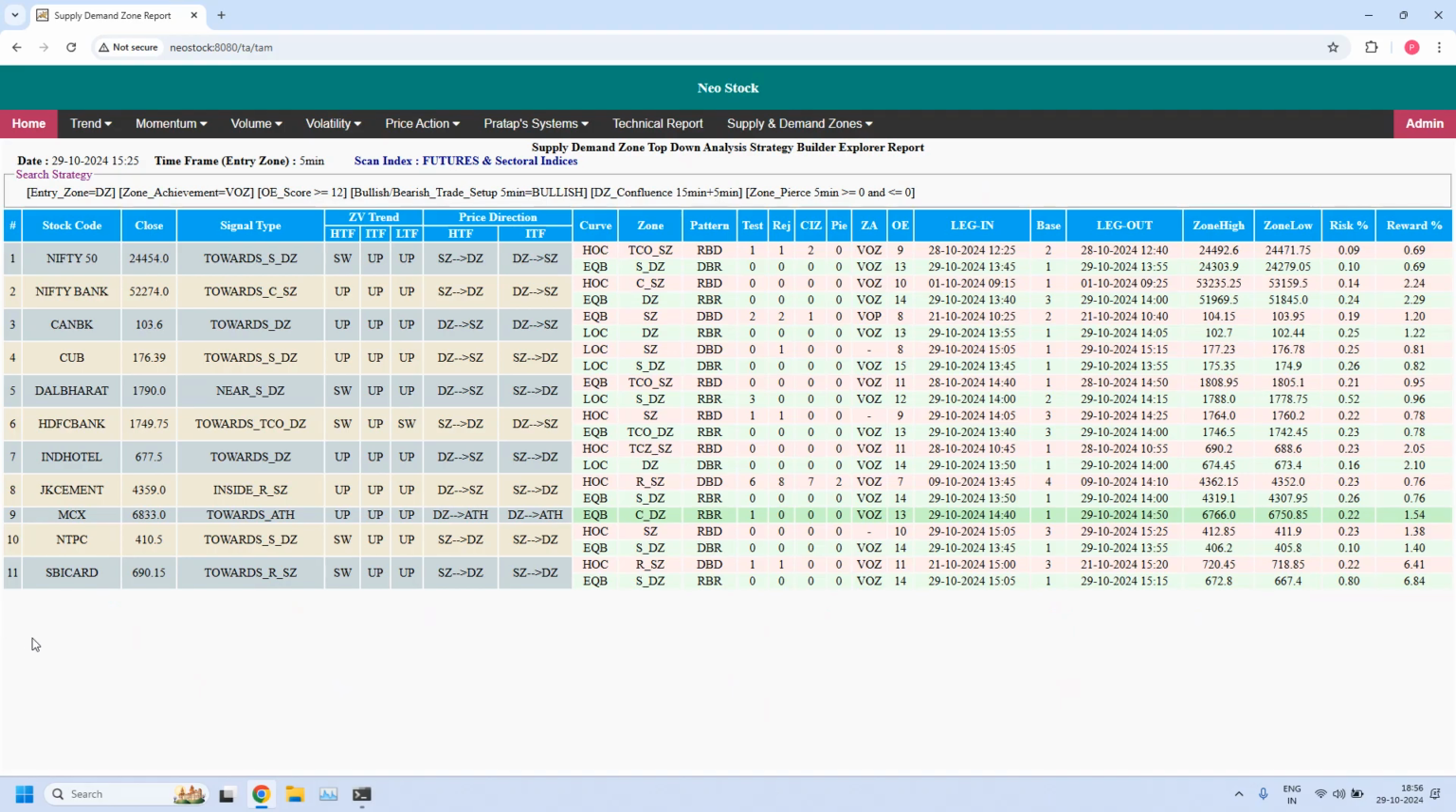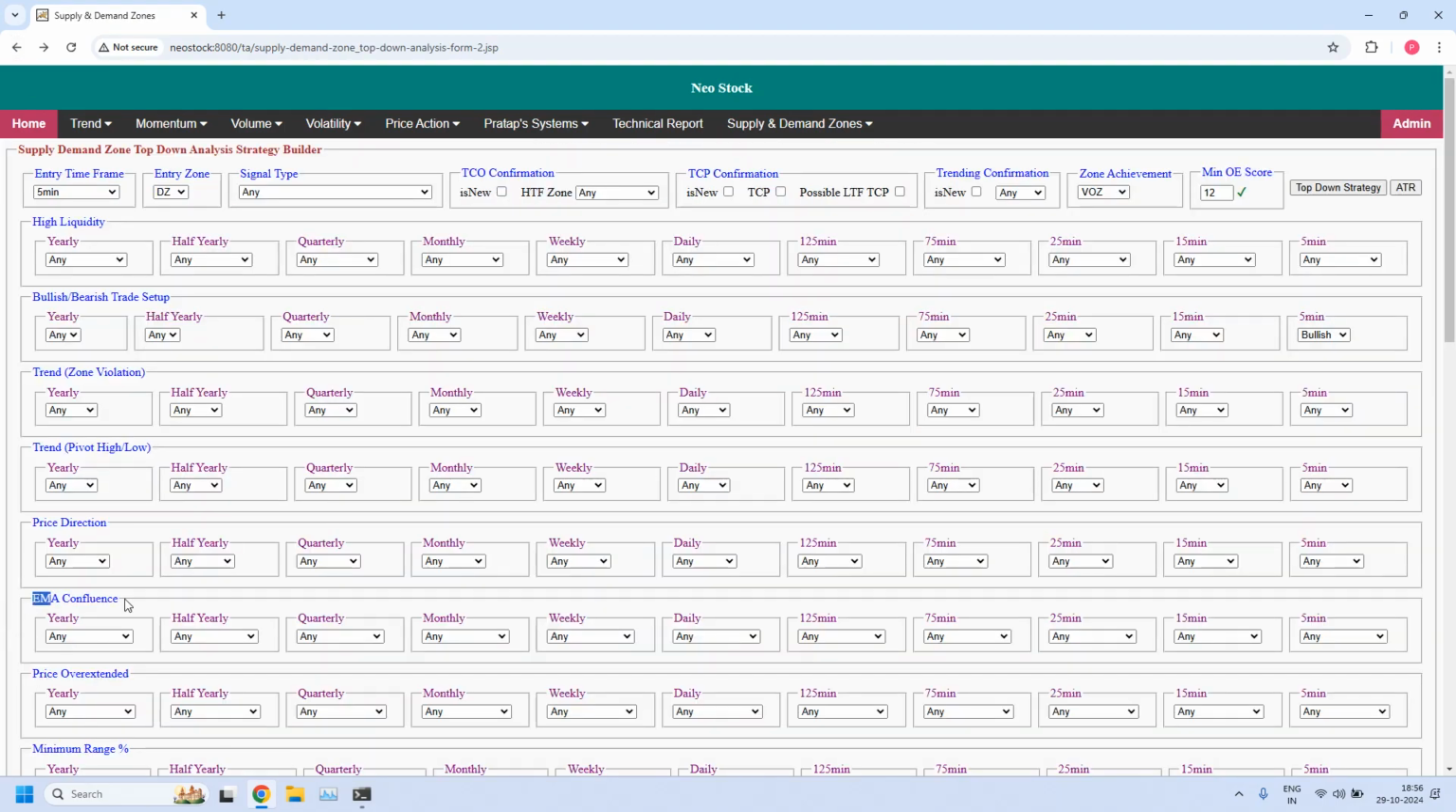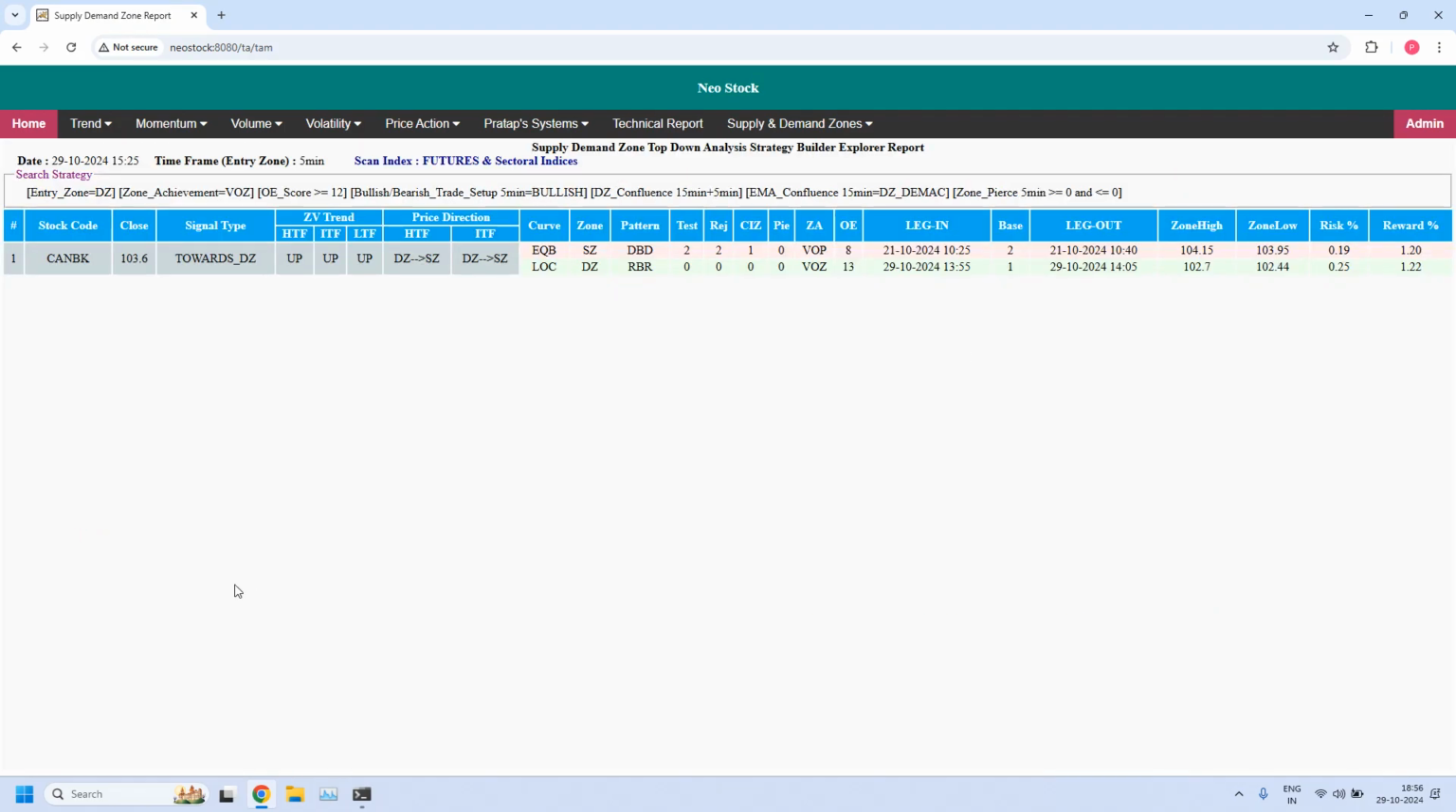Out of 13, 11 stocks are filtered. In all these 11 stocks, 5 minutes demand zones are part of the 15 minutes demand zones. If any of these 15 minutes demand zones are having daily EMA confluence, that is even more high probability setup. Let's verify. 15 minutes time frame, 15 minutes demand zone with daily EMA confluence. We got 1 stock. So this demand zone is even more high probability setup supported stock. This is based on LTF, ITF demand zone confluence.